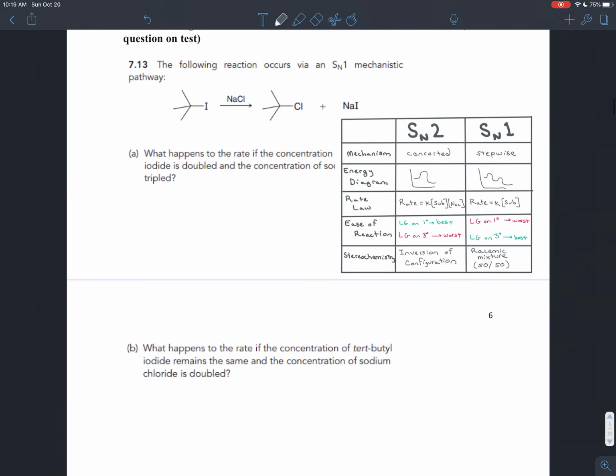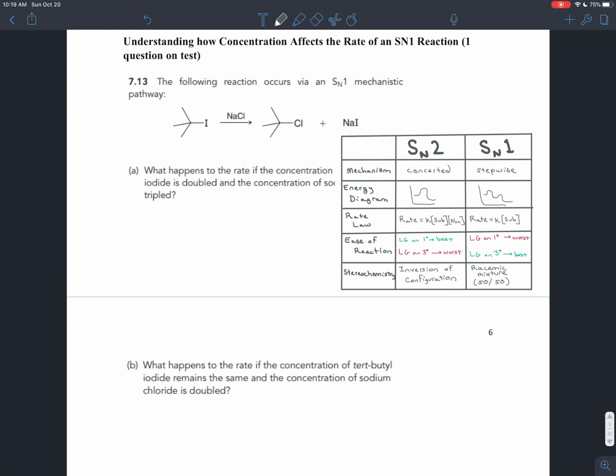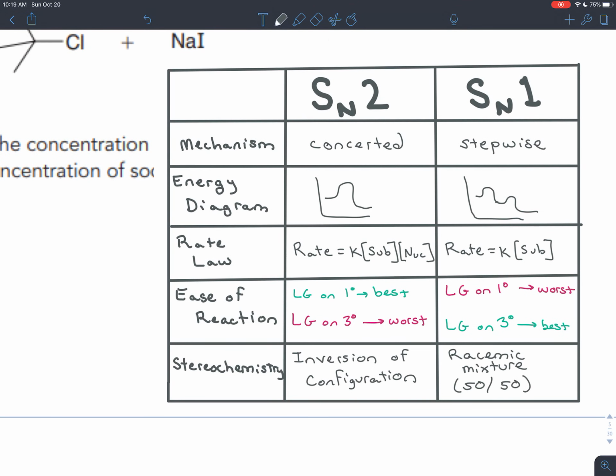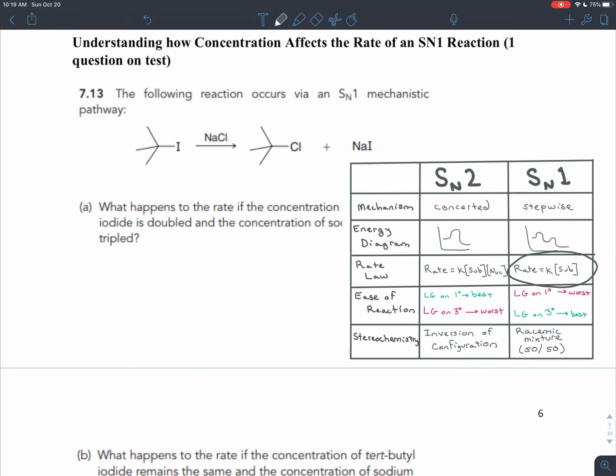In exercise 713, we're trying to see how the changing concentration affects the rate of an SN1 reaction. Now, we talked a little bit about the rate laws for SN2 and SN1 reactions in the video on understanding substitution reactions. And what we came up with was that the rate of an SN1 reaction only depends on the substrate. So the rate will equal k, that's just something to take into account the units, to make the units match, but really it just depends on the concentration of the substrate.